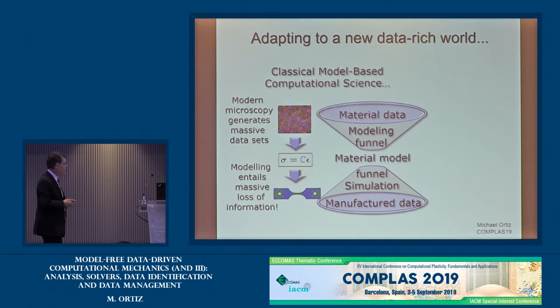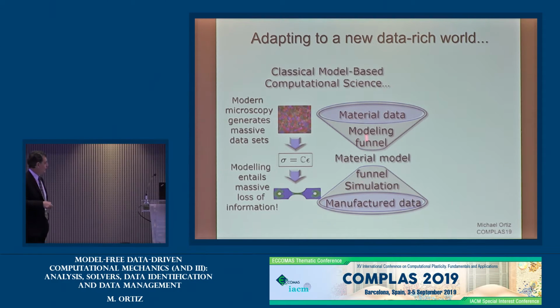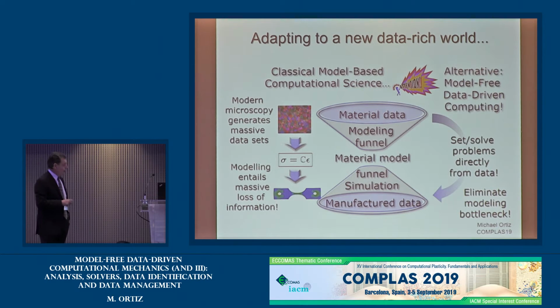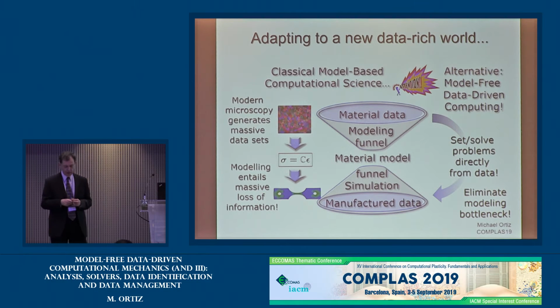So it's extremely wasteful. And then based on that material model and those few parameters, you engage in high-performance computing, and you generate, again, lots and lots of manufactured data. So somehow there's a bottleneck here. There's a broken link between modern microscopy and modern prediction. And one of the roles that we see of data-driven mechanics is to actually forge a more perfect union between microscopy and prediction, so observation and prediction.